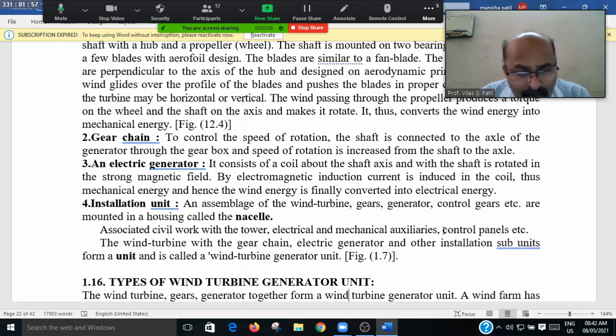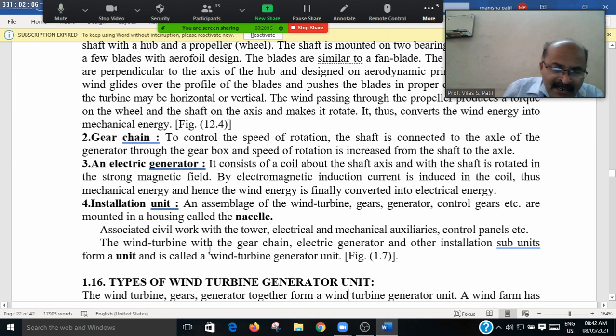Again, the wind turbine with the gear chain, electric generator, and other installation subunits form a unit, and that will be known as a wind turbine generator unit.